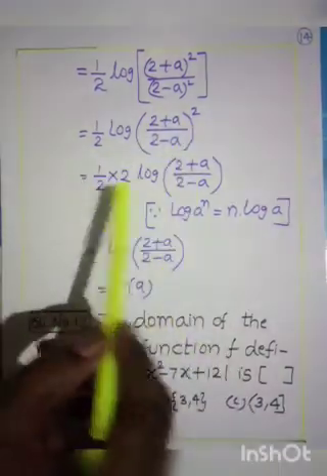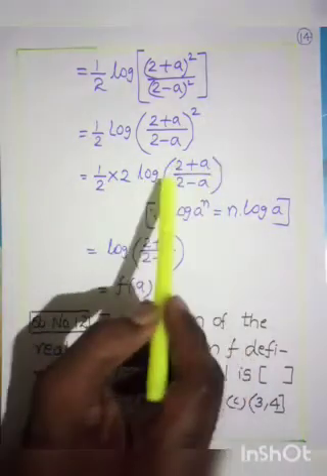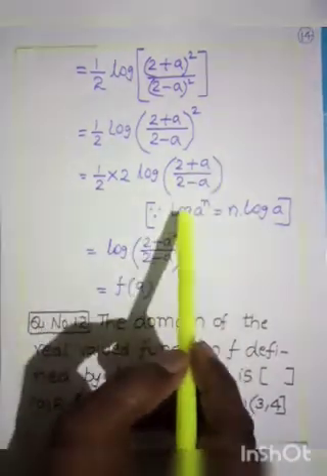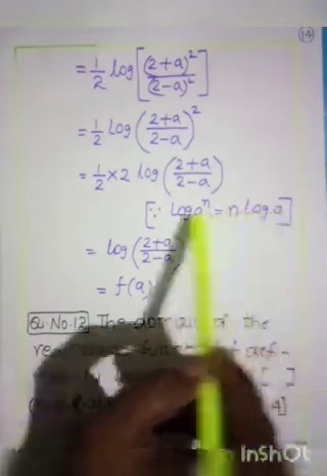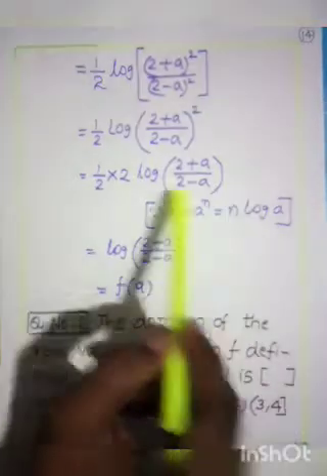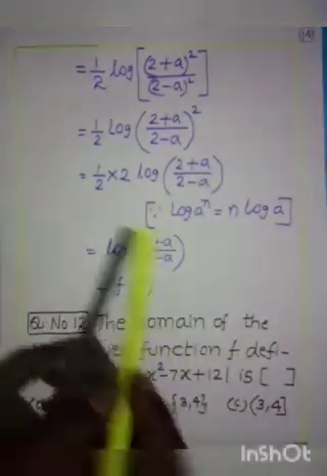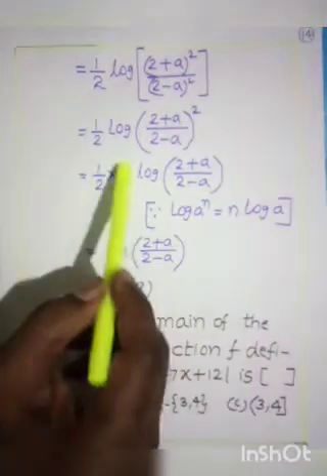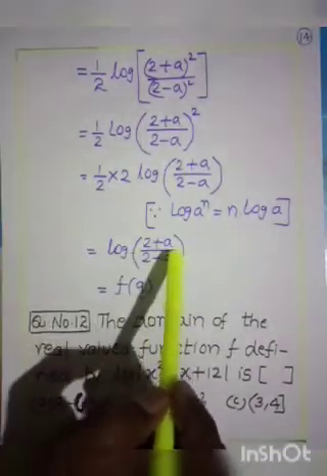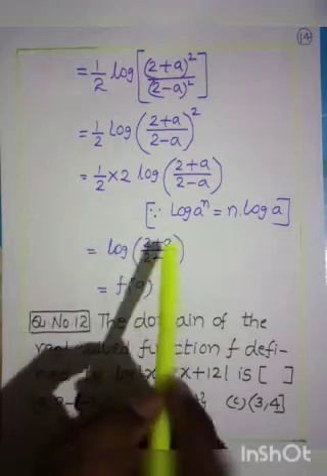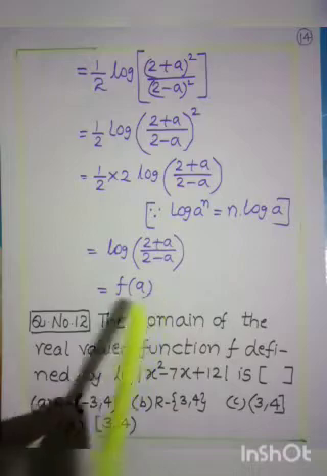That is equal to 1 by 2 into 2 log of (2 plus a) by (2 minus a), because log a power n is equal to n into log a. By using this formula we can write this step. Understood this step, my dear children? By simplifying these two numbers we get log of (2 plus a) by (2 minus a). This is nothing but the given function f of a. Understood, my dear children?